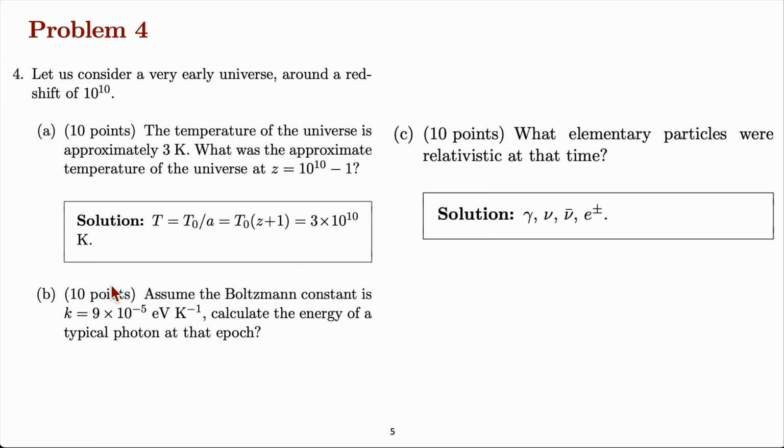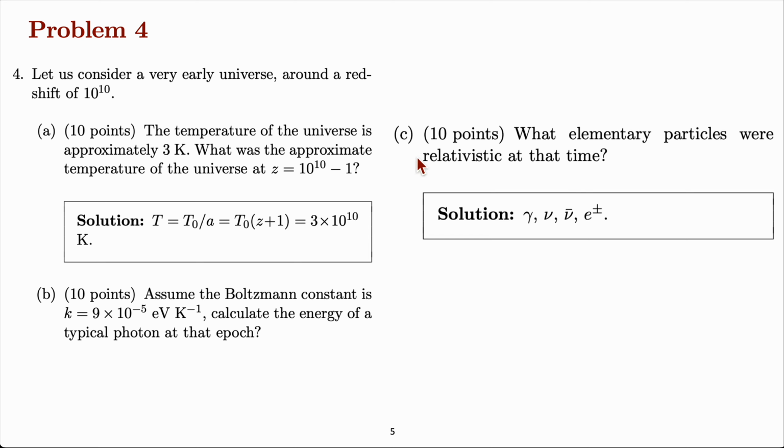Part B, 10 points. You are given the Boltzmann constant, approximately 9 times 10 to the minus 5 electron volt per Kelvin, and you are asked to calculate the energy of a typical photon. I don't have the solution here, but it's k times the temperature. If you get it right, it's about 3 MeV. I forgot to put the solution here, so I'm going to bring you the PDF as well when I upload this, so it should be okay.